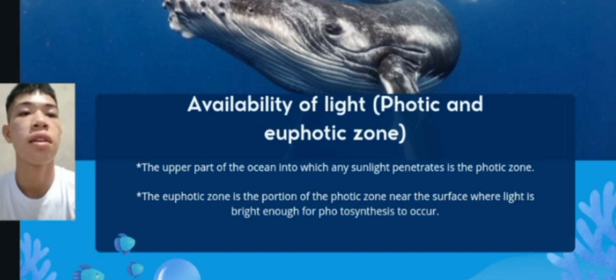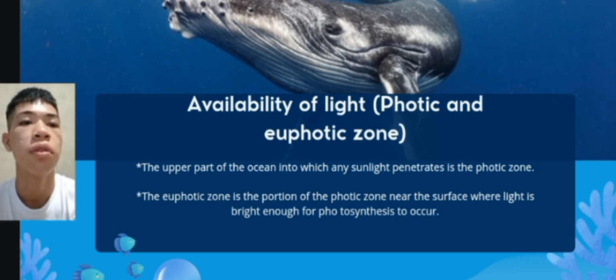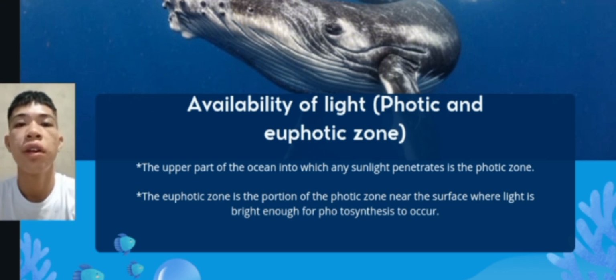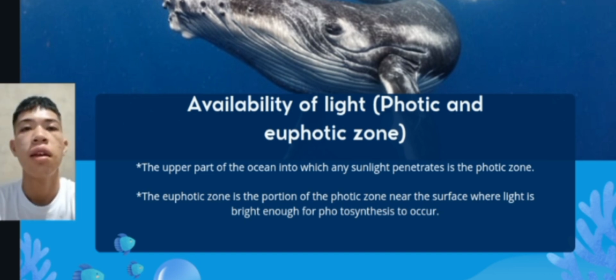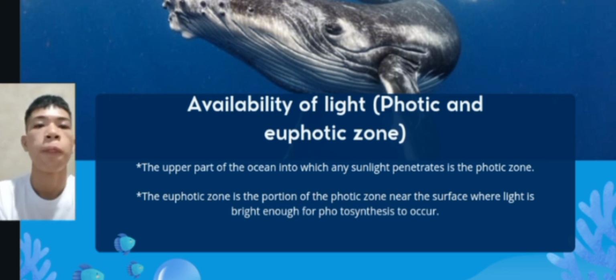So first, let's discuss the photic zone. The upper part of the ocean into which any sunlight penetrates is the photic zone. The clarity of seawater is affected by air bubbles, mineral content, decaying organic particles, and microscopic living organisms. Because these factors vary, sunlight penetrates to different depths in different areas.